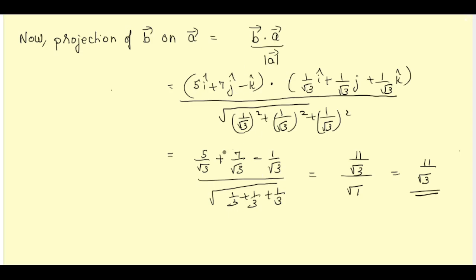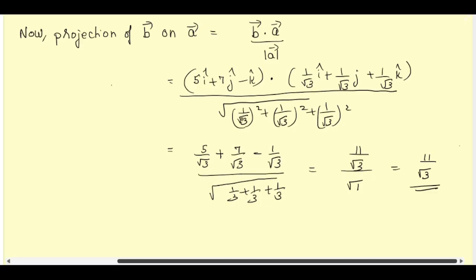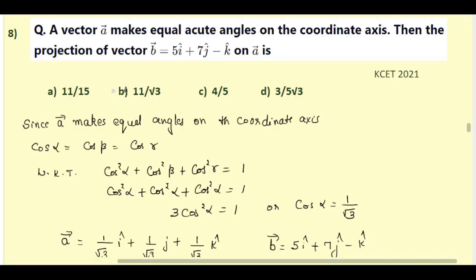5 into 1 by root 3 is 5 by root 3. 7 into 1 by root 3 is 7 by root 3. Minus 1 into 1 by root 3 is minus 1 by root 3. Divided by root of, the root and square will get cancelled. So 1 by 3 plus 1 by 3 plus 1 by 3, which is equal to 11 by root 3 divided by root 1. Root 1 is nothing but 1. So the answer is 11 by root 3. So the correct answer is option B, 11 by root 3.